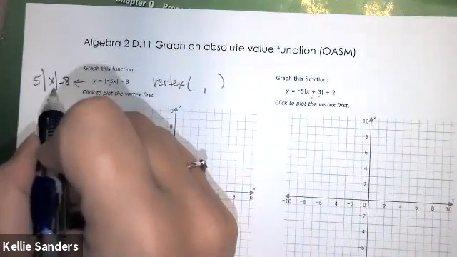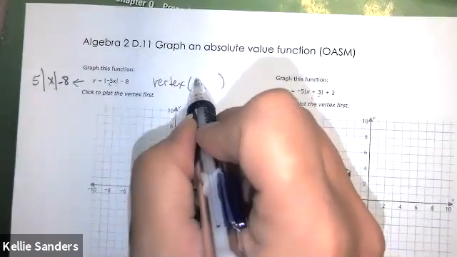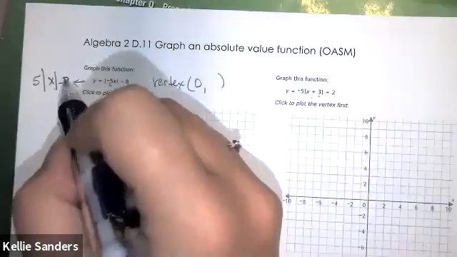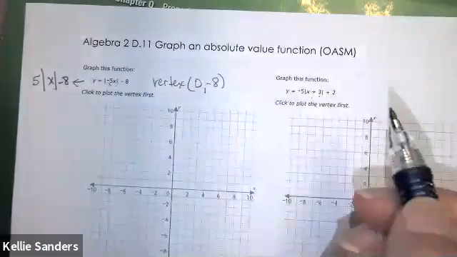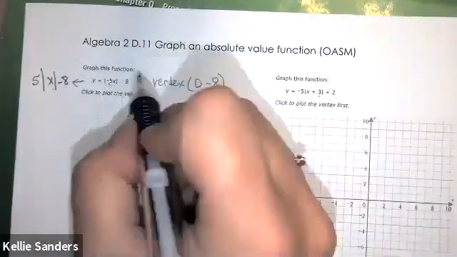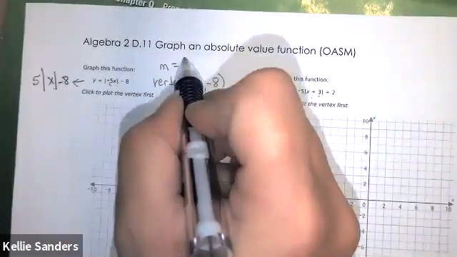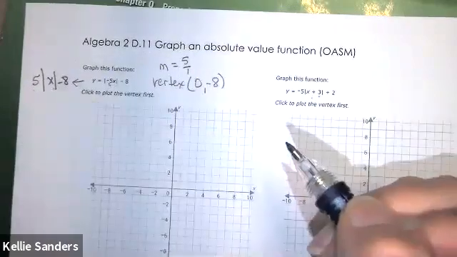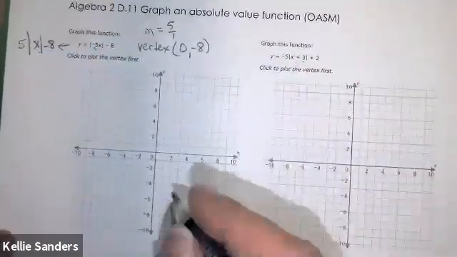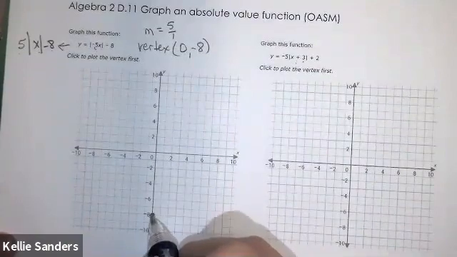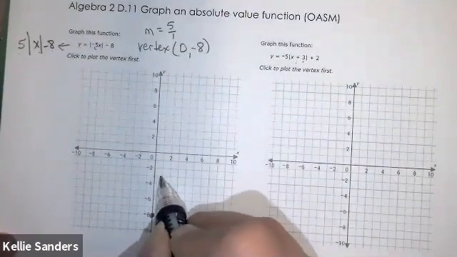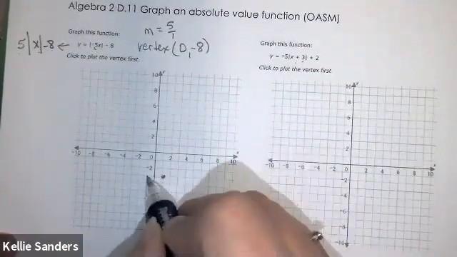There's not a plus or minus anything with the x, so there's nothing to make opposite. It's 0. The -8 is at the end, so the -8 is the downshift. And your slope is 5/1 because of the 5 right there. So 0, -8, and then +5, +1.